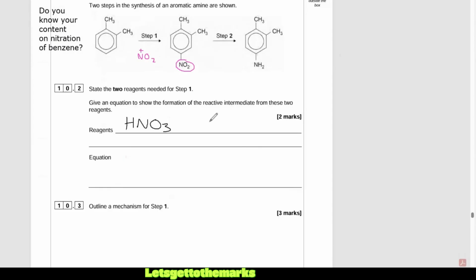And in order to form the electrophile, we use concentrated nitric and sulfuric acid. And you need to mention concentrated, both are concentrated. So concentrated nitric acid, concentrated sulfuric acid. The sulfuric acid acts as a catalyst in this equation.